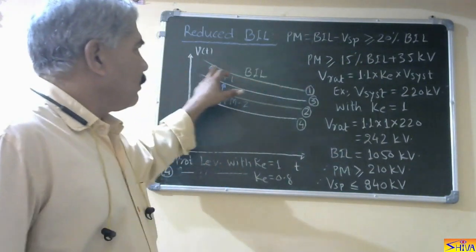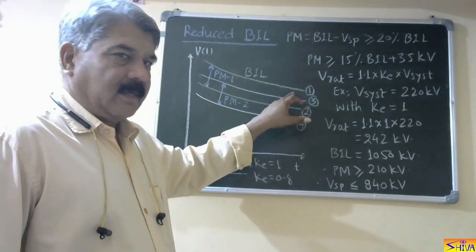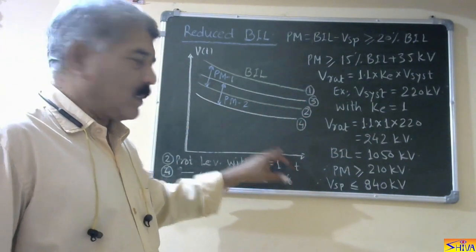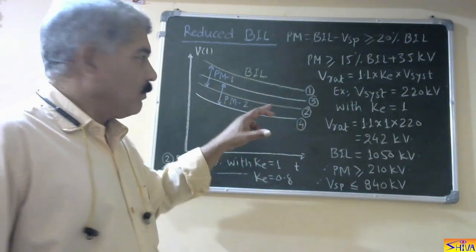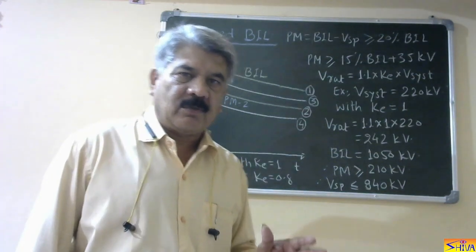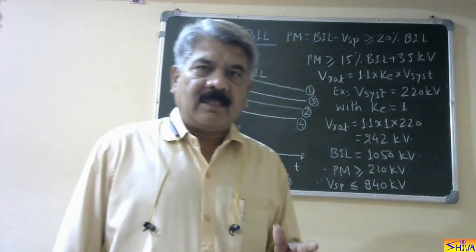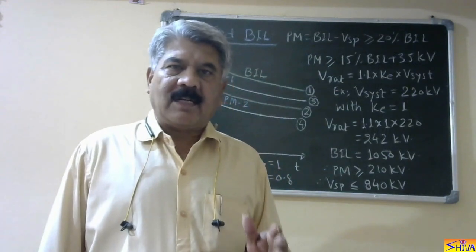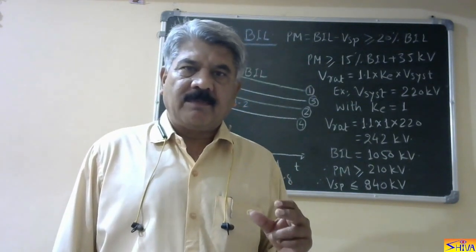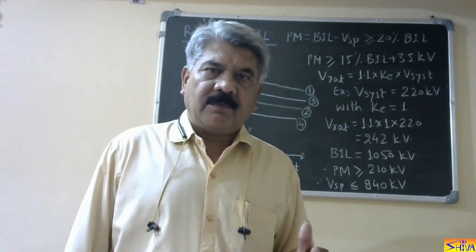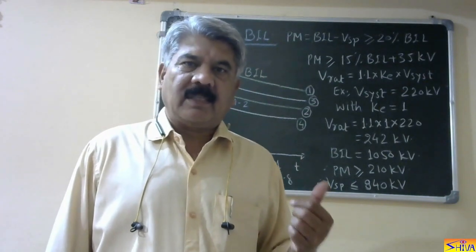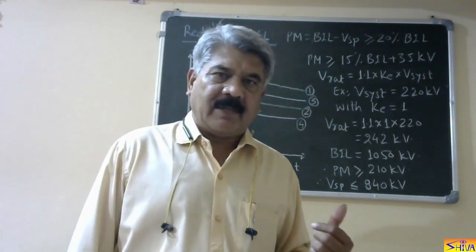This is the BIL characteristic. It is drawn on volt time diagram. Time we take in microseconds and voltage we take in kV. This is BIL. BIL is basic impulse insulation level. It is the peak value of standard 1.2 by 50 microsecond impulse wave the insulation can sustain. If the spark impulse voltage crosses this value, then the insulation of the system will be damaged.